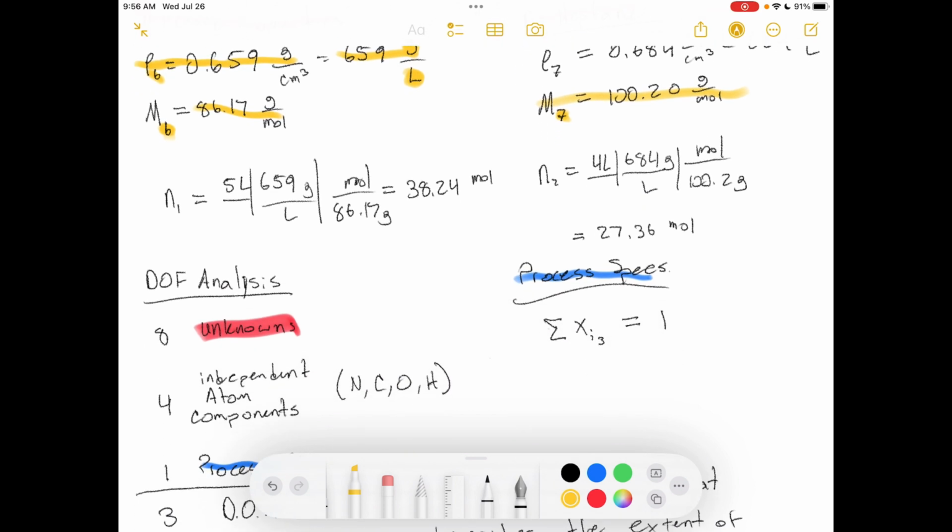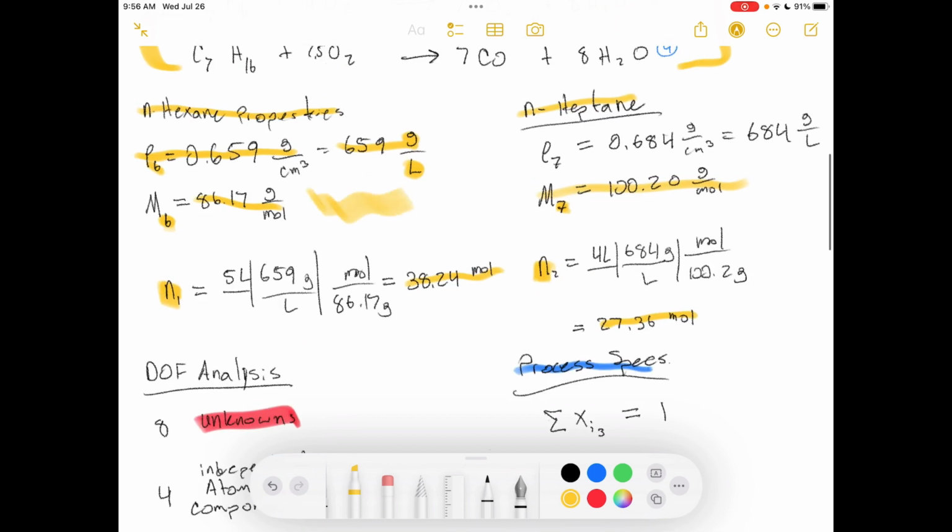Oh, sorry, that's the molar mass. This is the number of moles. Then you go ahead and use that in order to calculate the number of moles using this information.